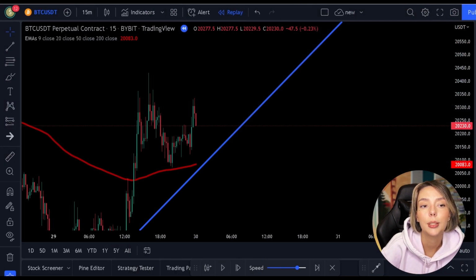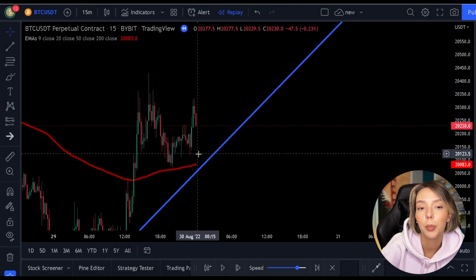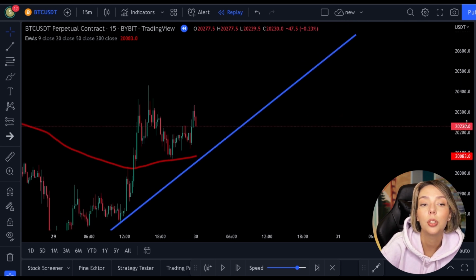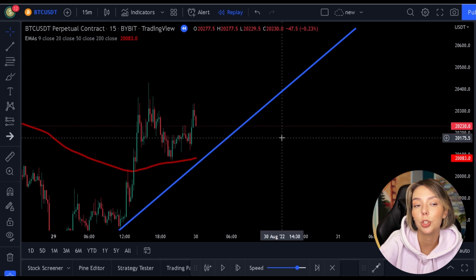The point is that you, as a trader, should always be able to find as many advantages for yourself as possible. The more advantages you have, the bigger the chance that the position will succeed. Let's look at another example.